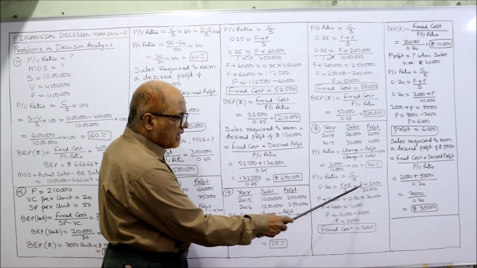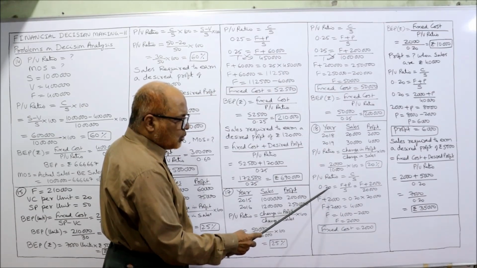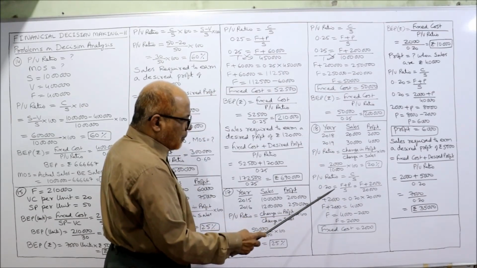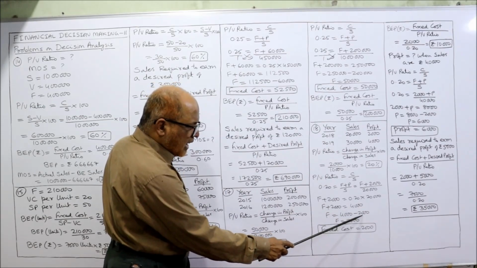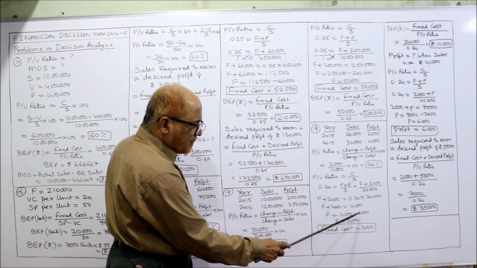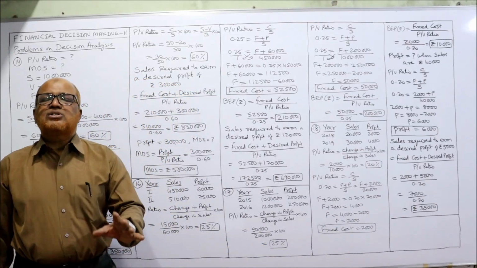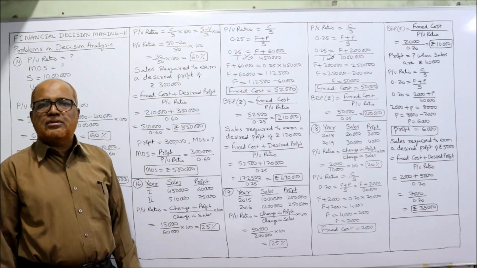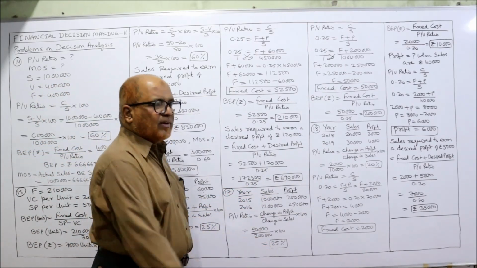Now if I make a cross multiplication, F plus 2,000 is equal to 0.2 into 20,000. So 0.2 into 20,000 you get 4,000. Take this 2,000 to RHS, so plus will become minus. 4,000 minus 2,000 is 2,000. So we got the fixed cost as 2,000. So 2 items we have calculated. We have calculated PV ratio, we have calculated fixed cost.